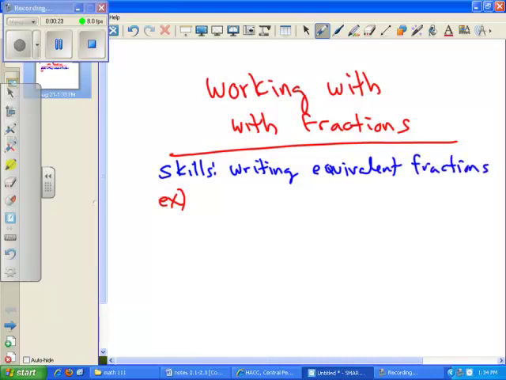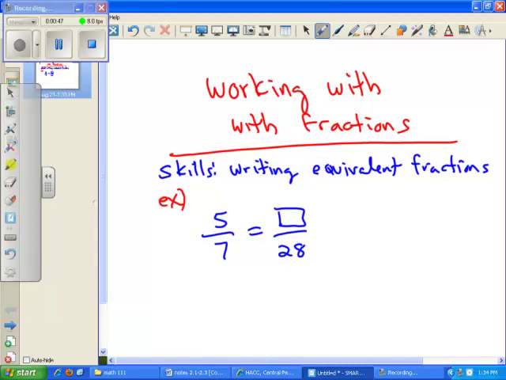So writing equivalent fractions. All right, so let me think of a nice one here. 5 over 7 is equal to blank over 28. What goes in that blank? Anybody, anybody? This is good. It's good we're rehearsing.